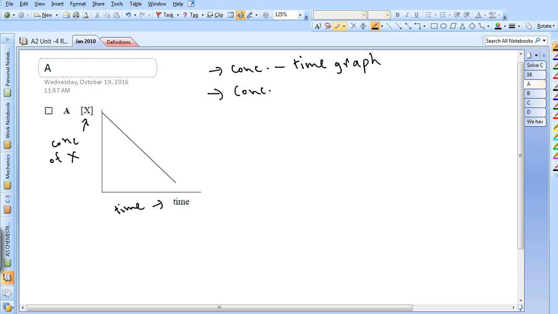As you all know, the gradient is the rate in a concentration time graph. So the concentration time graph will give rate in the gradient. The gradient is rate. The gradient of a concentration time graph is rate.